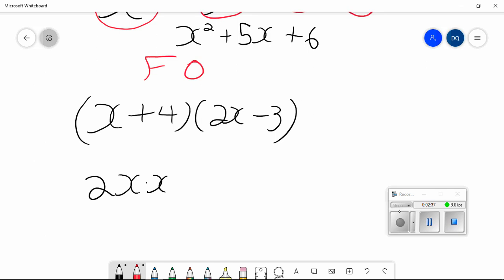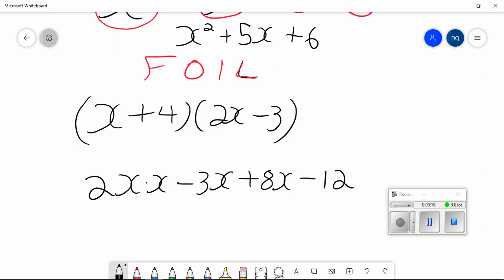Then my outside terms, my outside are the first one here and the last one there. So that is x times negative 3. Now we put the number first. So that is negative 3x. I get that by multiplying this x by that negative 3. Then my inside terms, and my inside terms are 4 and 2x. 4 times 2 is 8, so that's plus 8x. And finally, my last terms. And the last term in each of these brackets is the 4 times the negative 3. 4 times negative 3 is negative 12.